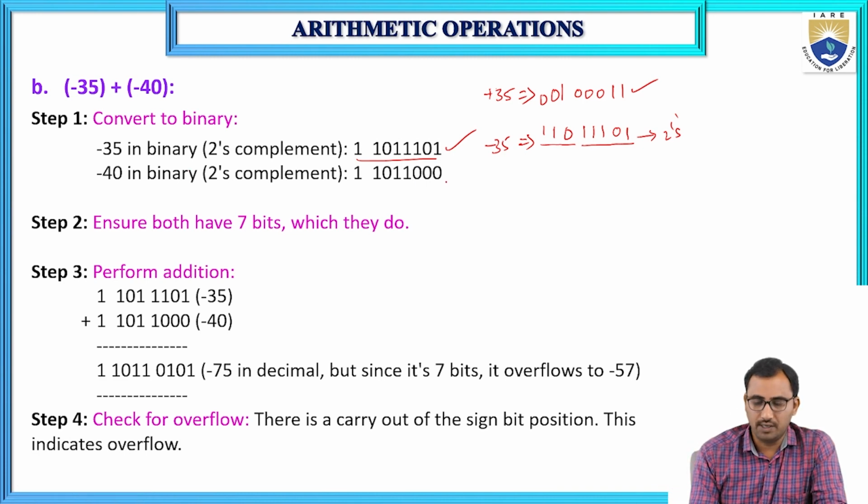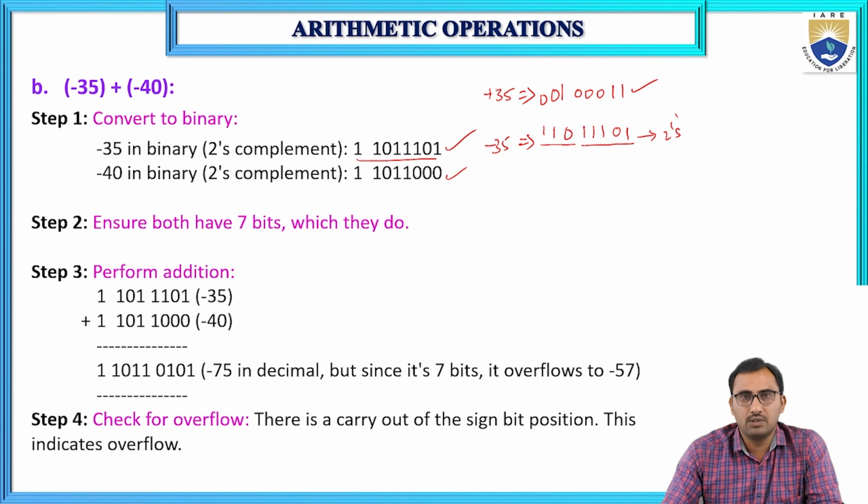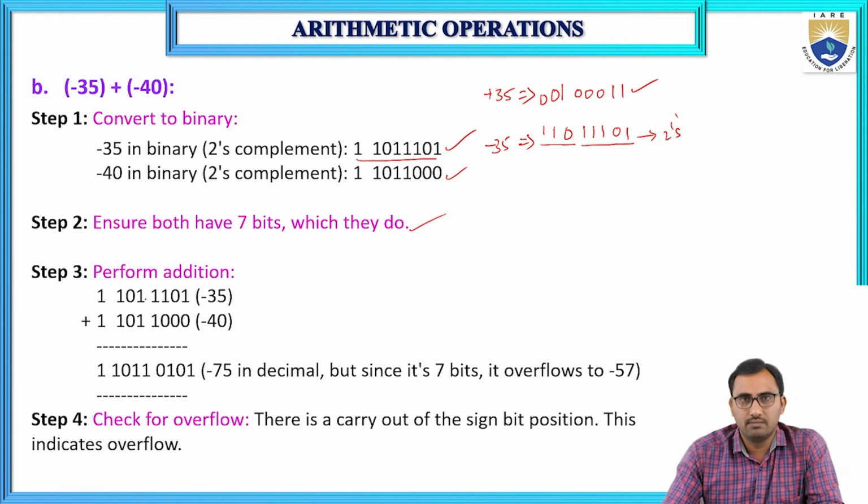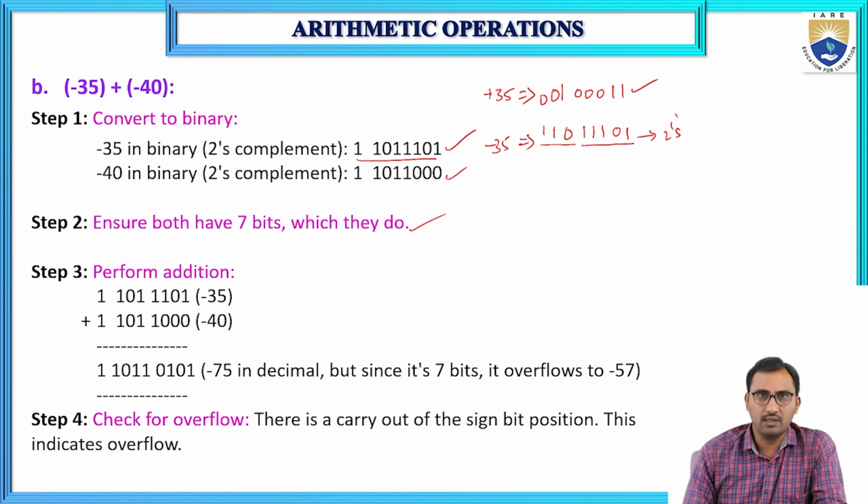Similarly, minus 40. So already we got the plus 40 value. Then that will be converted into the negative number by performing the 2's complement. Okay, so the second step is to ensure both have 7 bits, which they do. Third, performing the addition between minus 35 and minus 40.